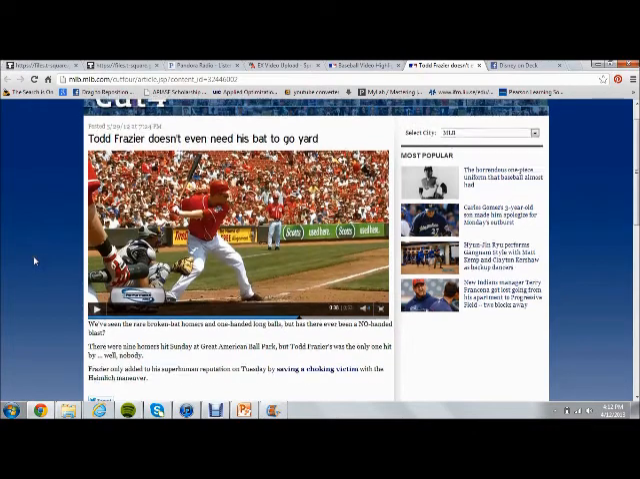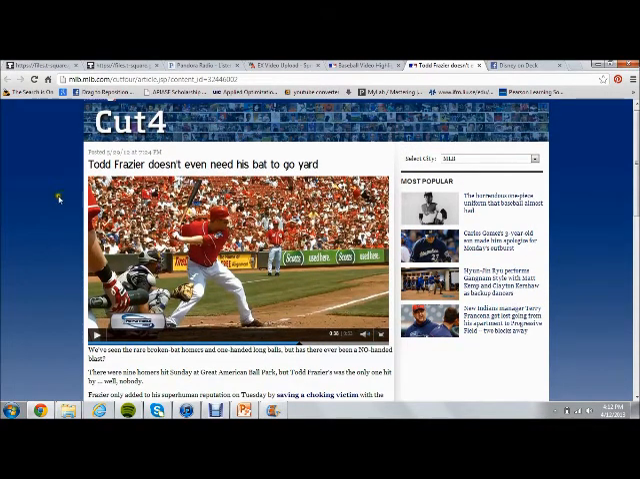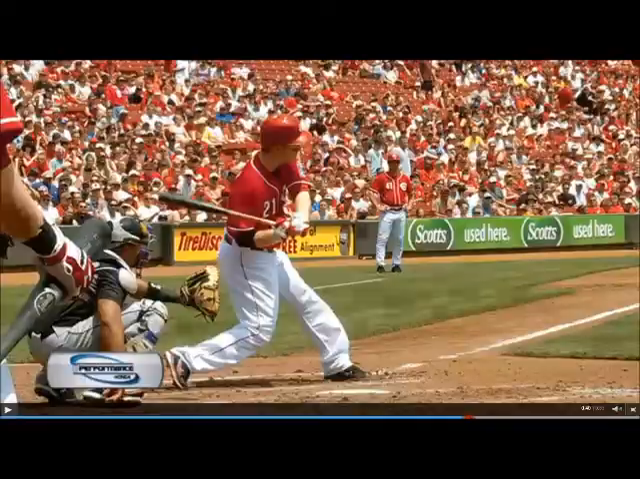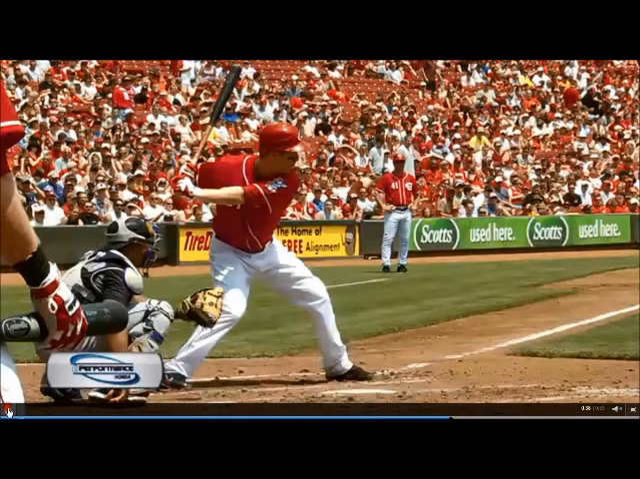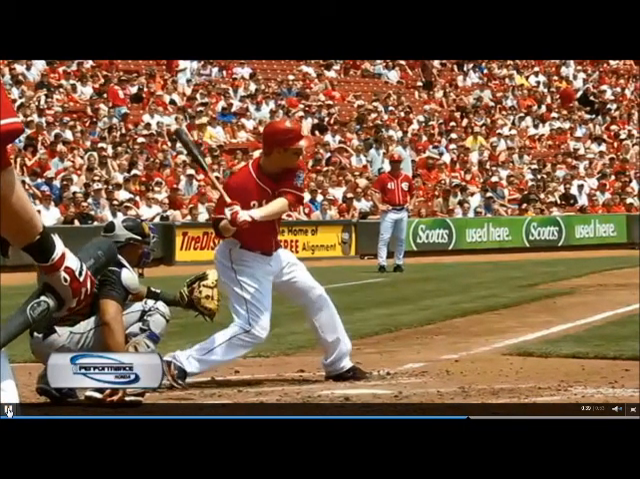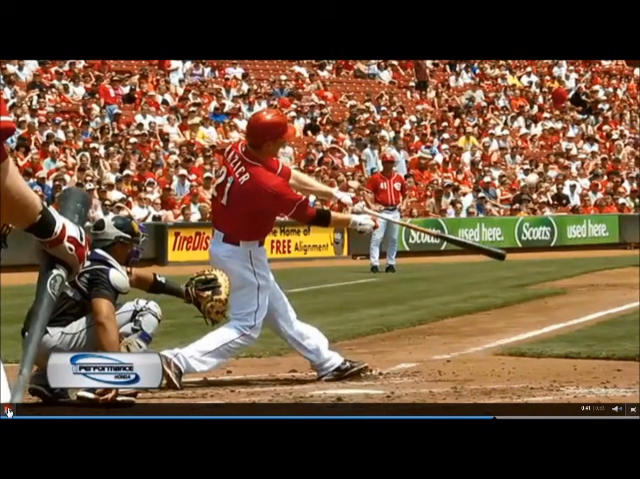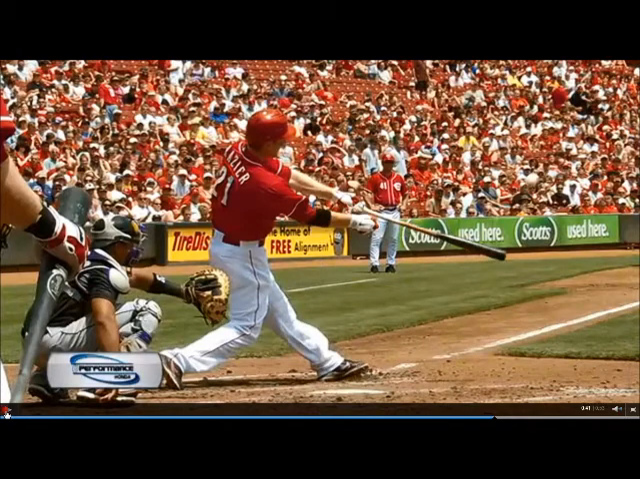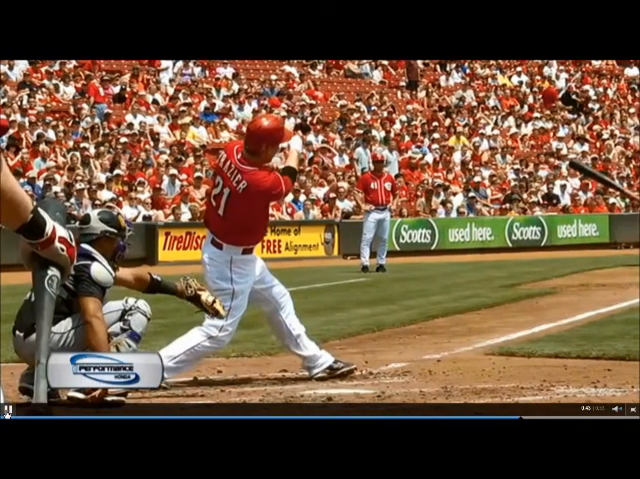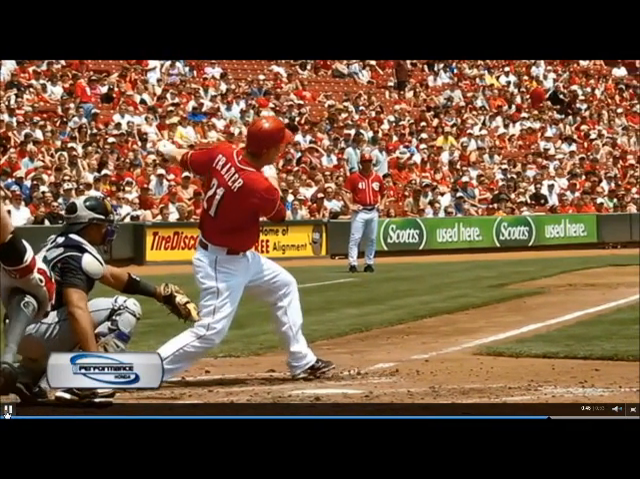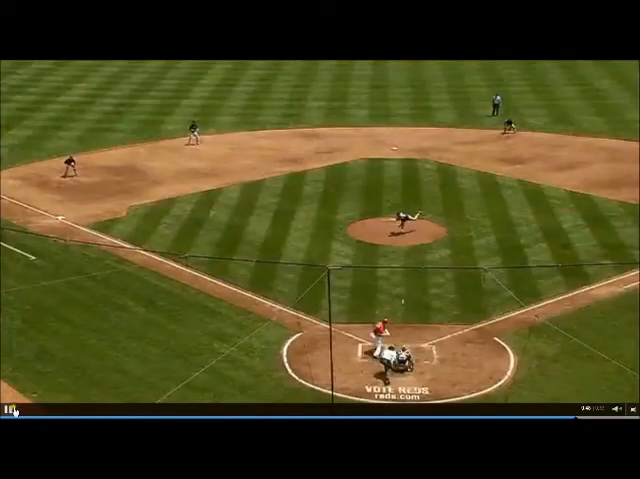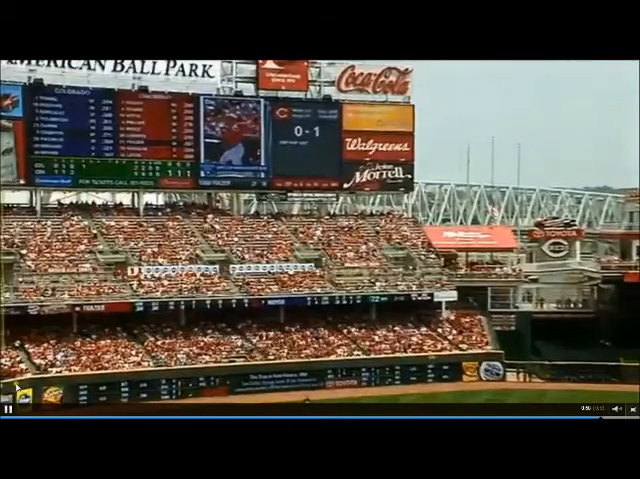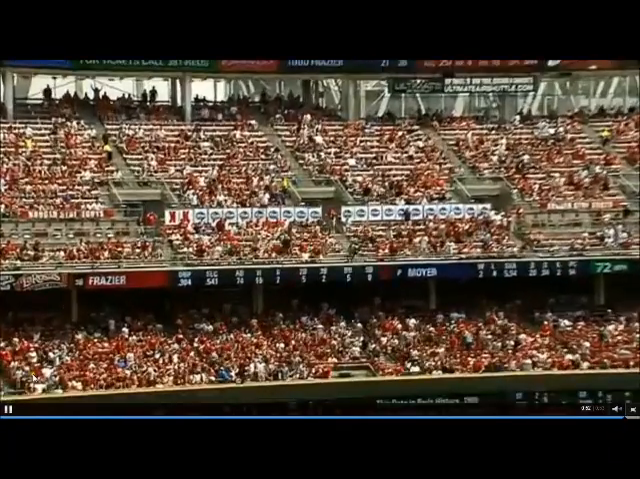Here's an example that it really does work, by Todd Frazier. As you can see right here, both of his hands are not on the bat, yet he still hit the ball, and he ended up getting a home run. He completely let go of the bat. It's just proving the point that it is very possible that the grip does not matter.